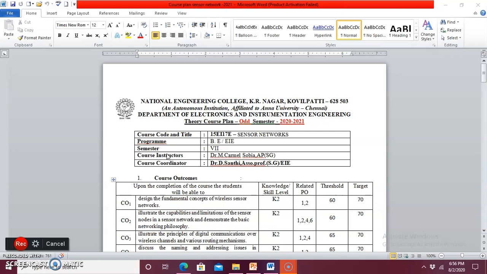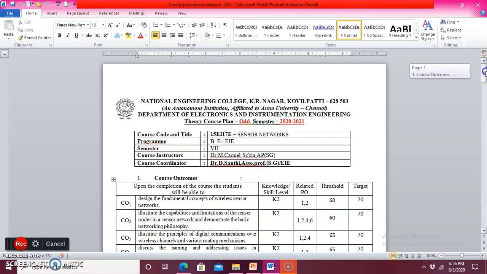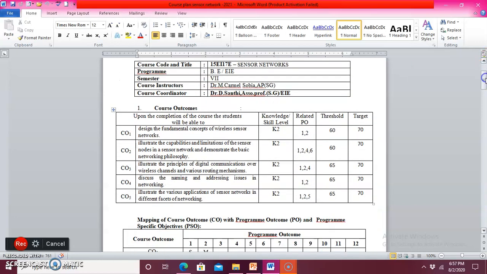The subject code is 15EI17E Sensor Networks. It's a 3 credit paper, and for this paper we have 5 course outcomes. The first course outcome is to design the fundamental concepts of wireless sensor networks, the second is to design the capability limitations of sensor nodes in a sensor network, and the third is to demonstrate the basic networking.